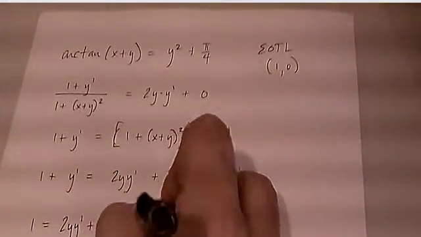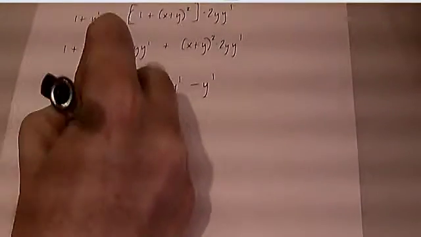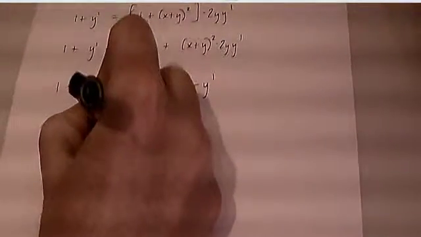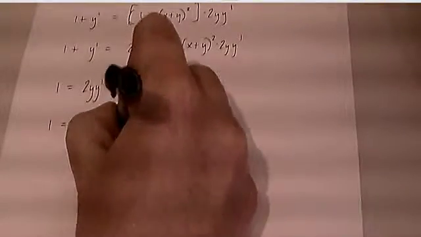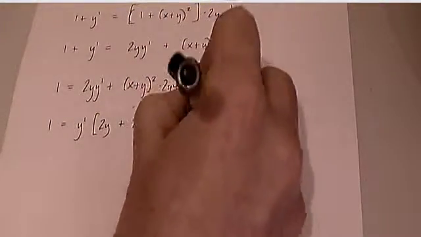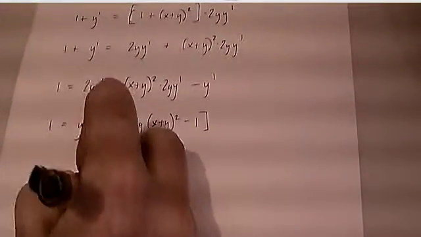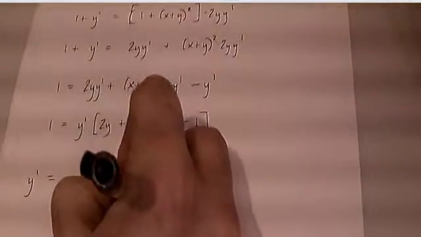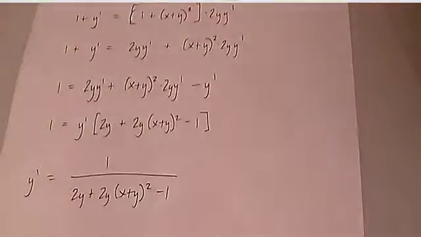Well, let's go ahead and see it through to the end since we've already started. There probably was a way to sort of preemptively simplify that, but we'll just pretend that it wasn't there. So that winds up being 2y plus 2y times the quantity x plus y squared minus 1, or y prime is equal to 1 over 2y plus 2y times the quantity x plus y squared minus 1.